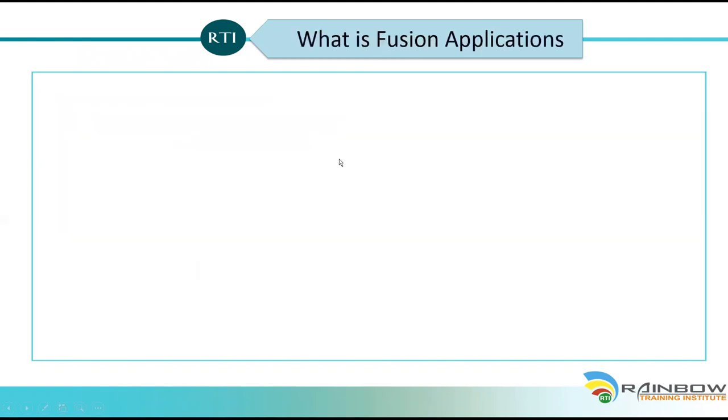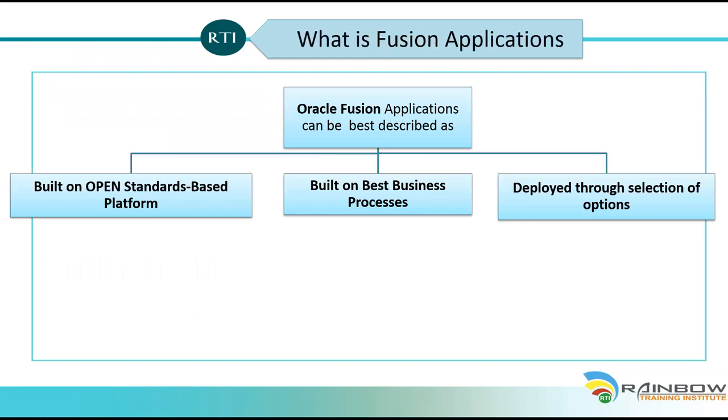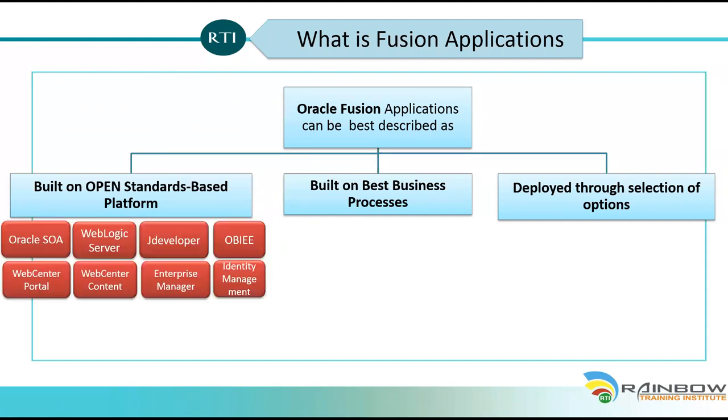Let's start. So what is a Fusion application? Fusion applications can best be described as built on an open standards based platform. What is an open standards based platform? It is a technical platform where we can use powerful components which can be used to implement any kind of application. That doesn't mean only a Fusion application; it can be a standalone application.